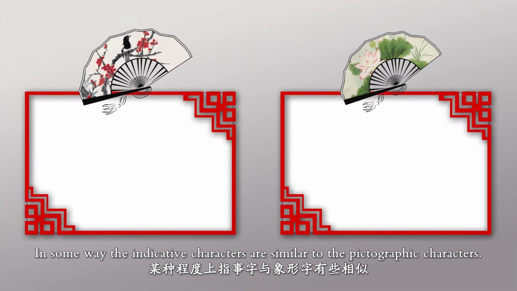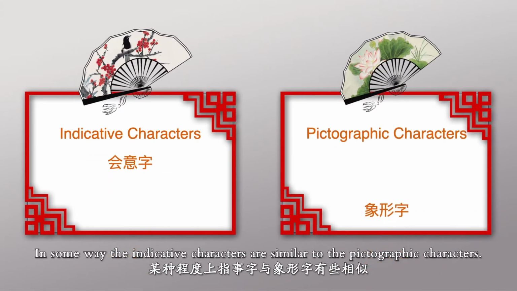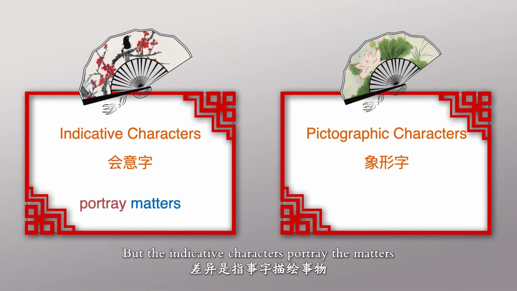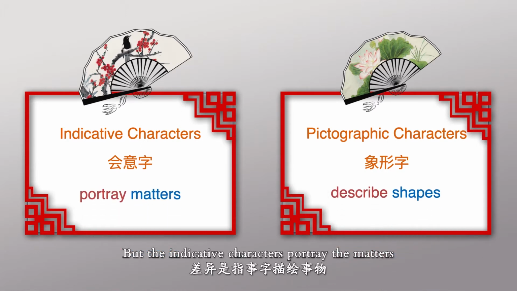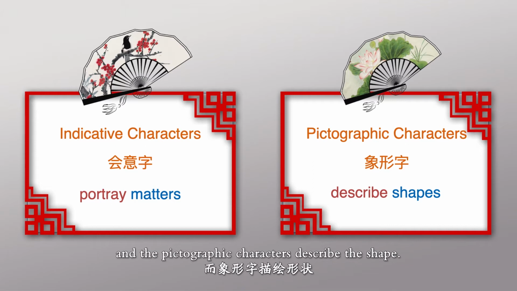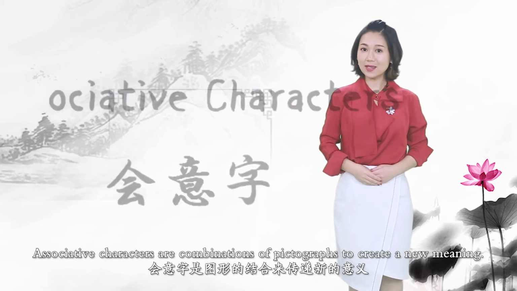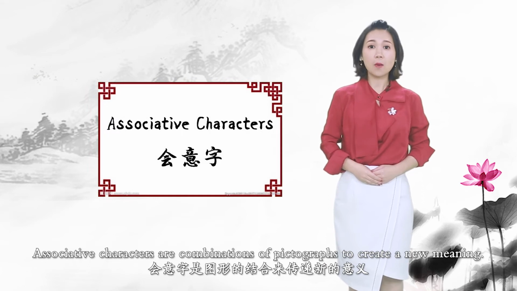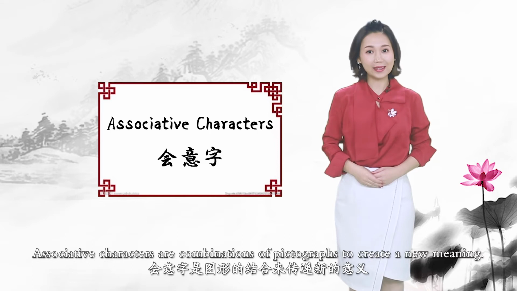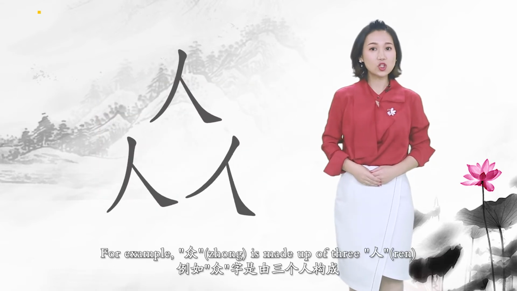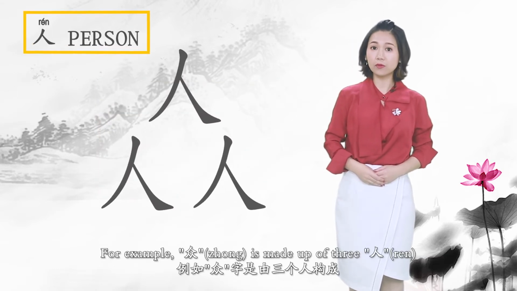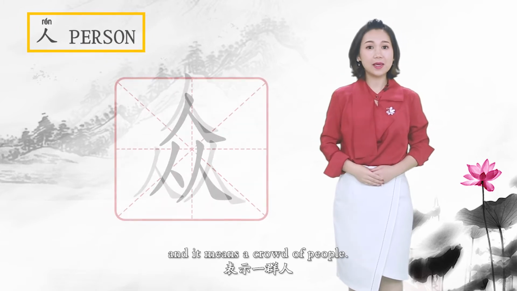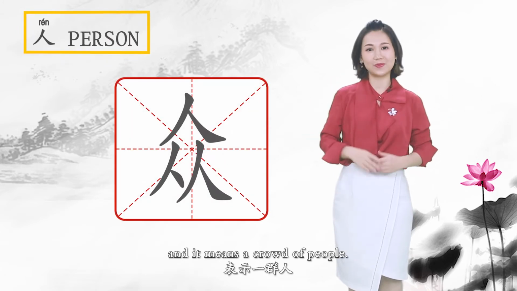In some way, the indicative characters are similar to the pictographic characters, but the indicative characters portray the matters and the pictographic characters describe the shape. Associative characters are combinations of pictographs to create a new meaning. For example, 众 is made up of 3 人 and it means a crowd of people.